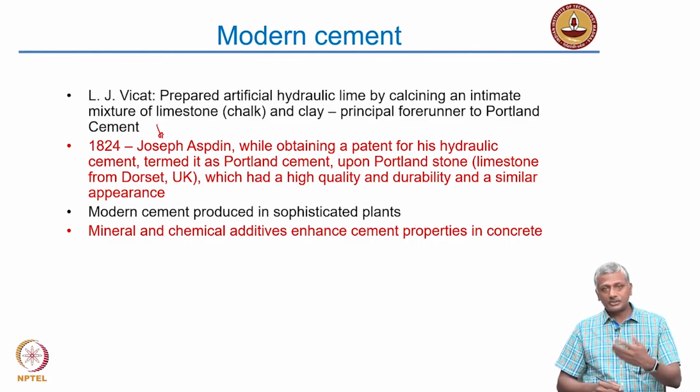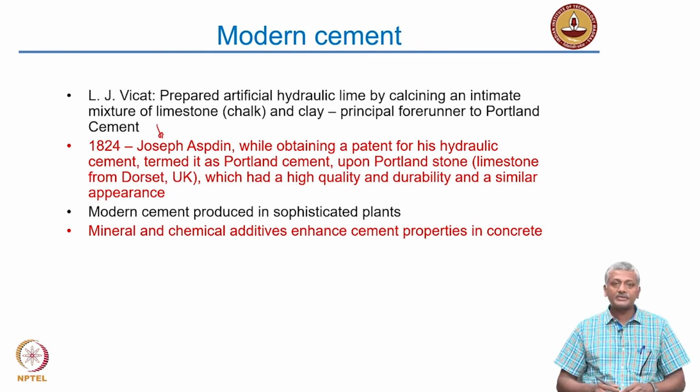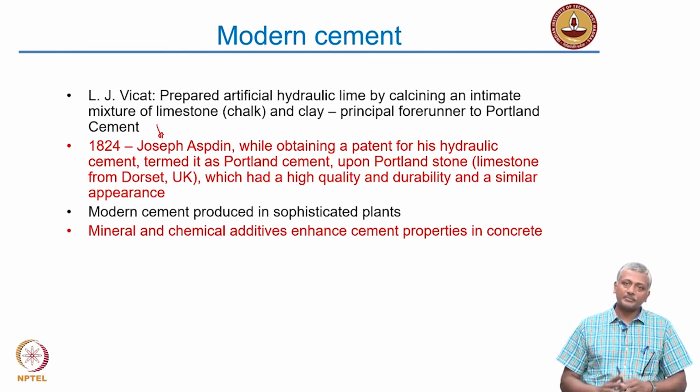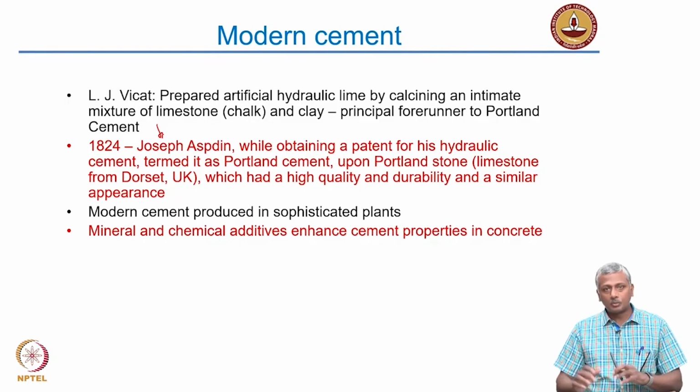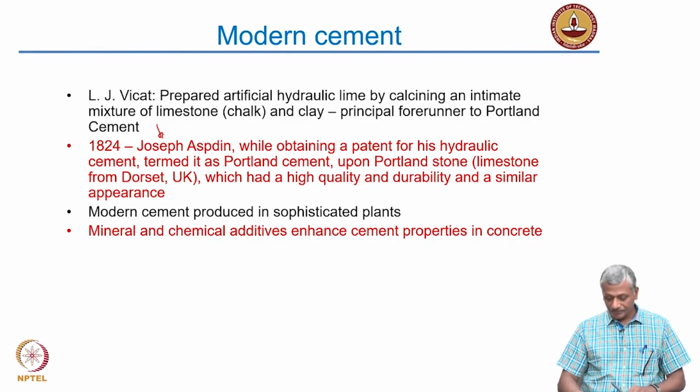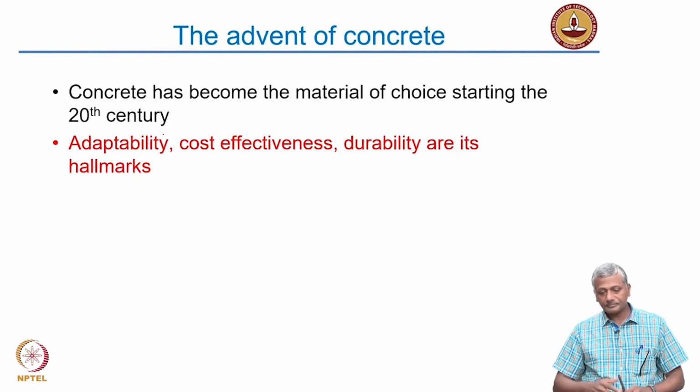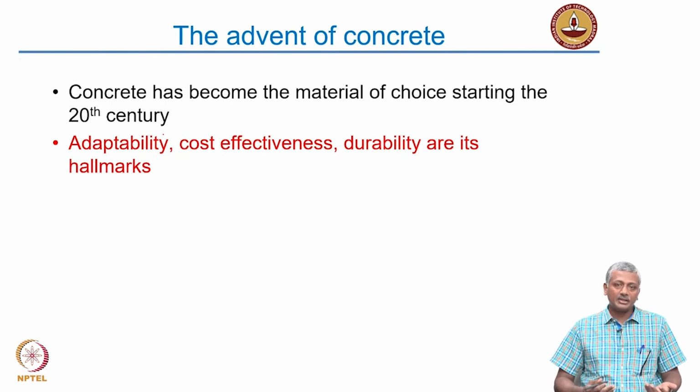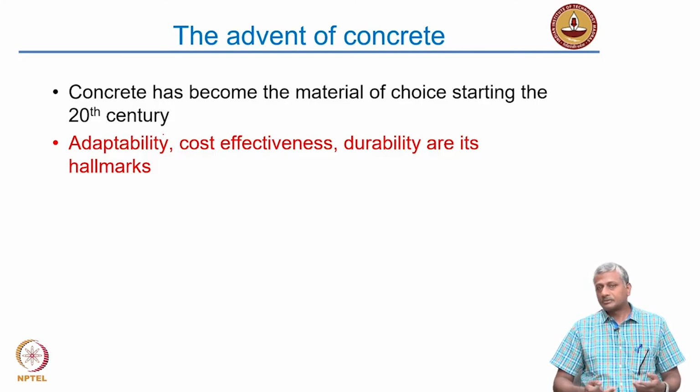And we have not stopped at cement, we have actually gone to the use of mineral and chemical additives that enhance concrete properties. All these aspects you will learn a lot more about when we get on with the course contents. So, needless to say, concrete has become the material of choice for the 20th century, primarily because it is highly adaptable, it can be shaped into any kind of shape that you really want. It is cost effective because the only costly component in concrete is actually the cement.